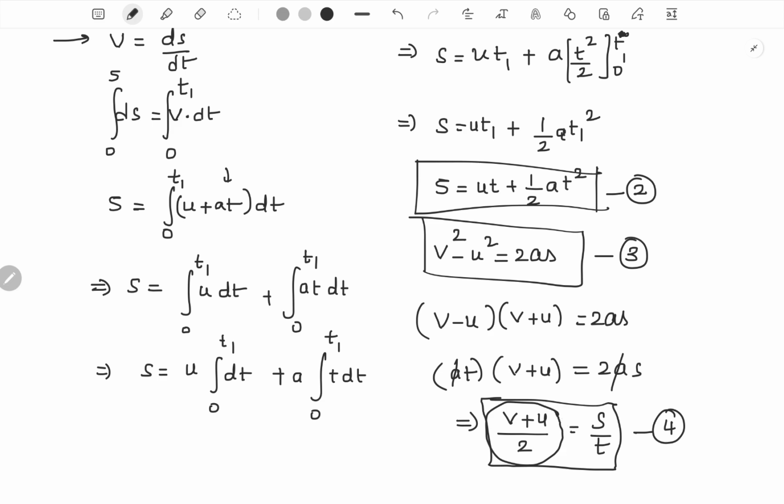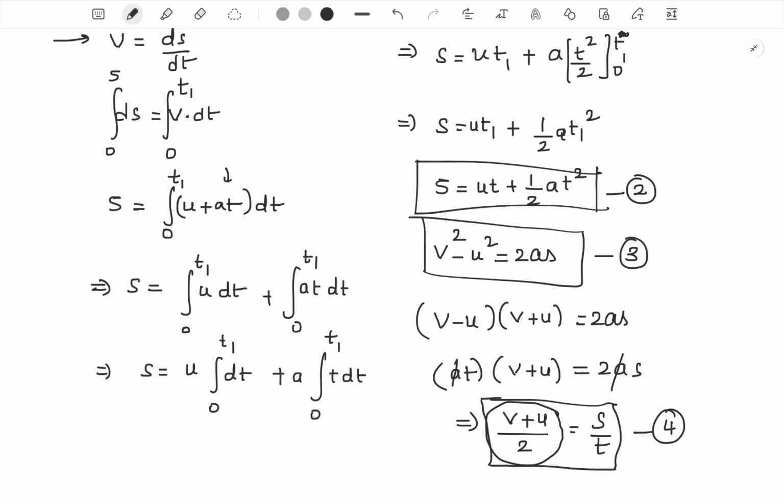So basically if a body is moving with a uniform acceleration, then the average velocity during an interval of time t would be (v plus u) by 2, where u is the velocity at the start of that motion and v is the final velocity after a time t. So average velocity is (u plus v) by 2. In some problems this relation would be quite helpful in order to make the calculations.